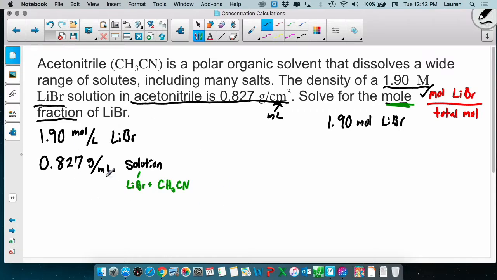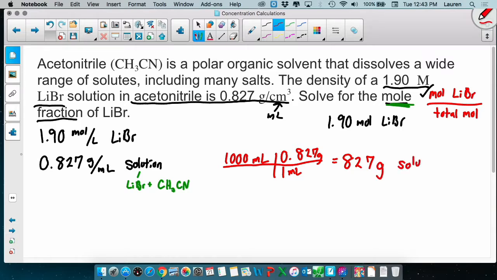But what we can do is figure out our total grams of solution. If we assume 1 liter, then we have 1,000 milliliters of solution, and 1 milliliter has a mass of 0.827 grams, which gives us 827 grams of solution. But we need to get that to moles, and it's hard because it's a mixture of lithium bromide and acetonitrile. So of that 827 grams, we do know that 1.9 moles of it is LiBr. So let's figure out how many grams that is.